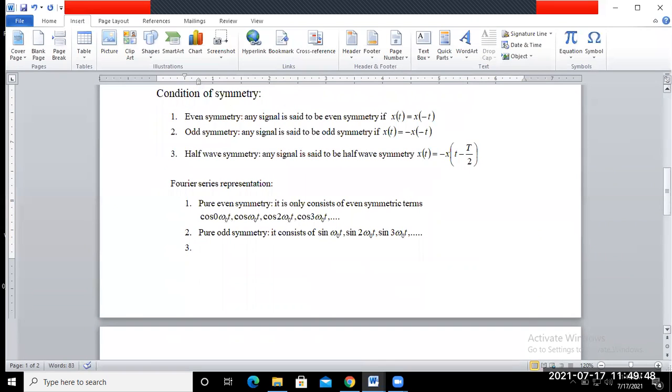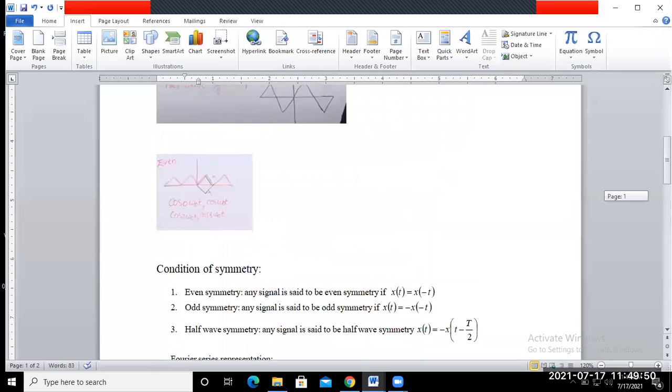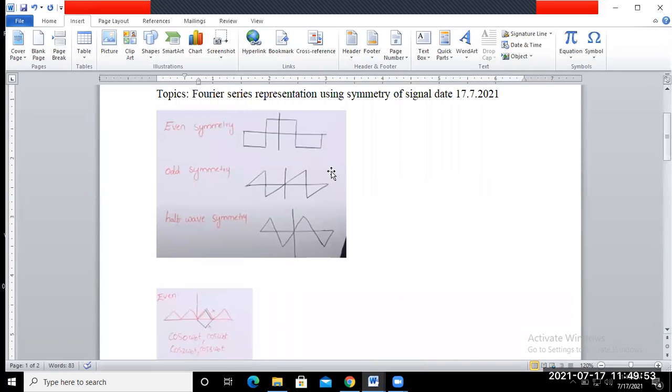So the second waveform of this figure is purely odd symmetry. It does not follow the half wave symmetry. So all these sine components are present, that means sin omega naught t, sin 2 omega naught t, sin 3 omega naught t, and so on.